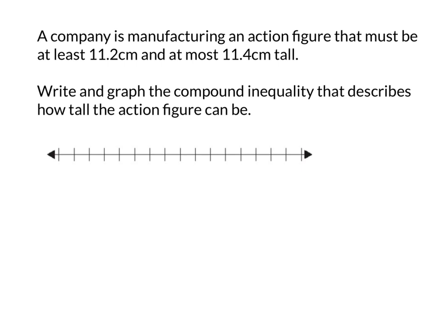Consider this word problem. We have a company manufacturing an action figure that must be at least 11.2 centimeters and at most 11.4 centimeters tall. We want to write and graph a compound inequality that describes how tall the action figure can be. Now there are a couple important phrases in this word problem. First of all, it says that the action figure must be at least 11.2 centimeters tall and at most 11.4 centimeters tall. Of course, those are our most important numbers, so maybe here's 11.2 and here is 11.4.